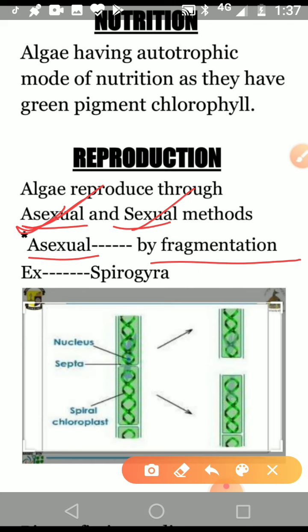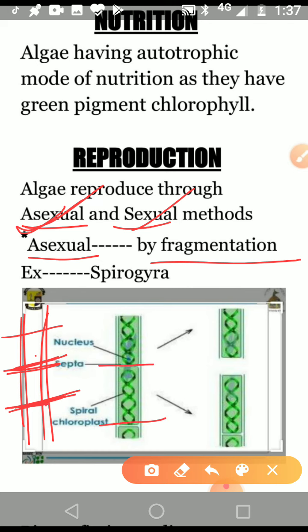So what happens in fragmentation? As I told you just now about the structure of Spirogyra, it is a thallus, a straight body, and it is segmented. These segments are called septa. This particular part is a septa, and here we can see the nucleus. Because of some outer exertion or naturally, the septa separates. When they separate, the fragments divide and produce two daughter cells. That is fragmentation, and these fragments are capable of producing their own kind again. So that is fragmentation, an asexual method of reproduction.